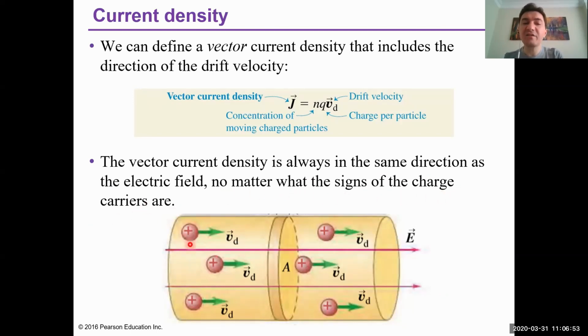Here we have positive charges, and the drift velocity is along the electric field. So positive charge, drift velocity is along the electric field. So current density is also along the electric field, okay? But if we have negative charges here, the drift velocity will be opposite, negative, opposite, and negative opposite will give us positive, again along the electric field.